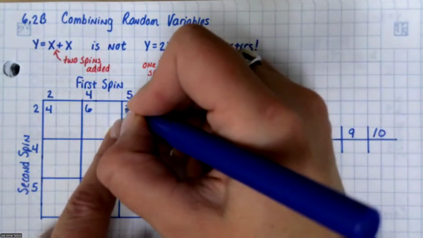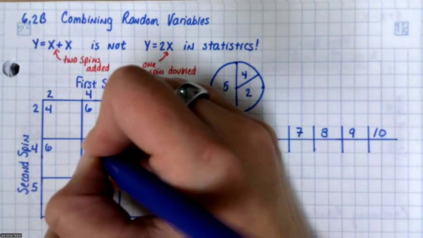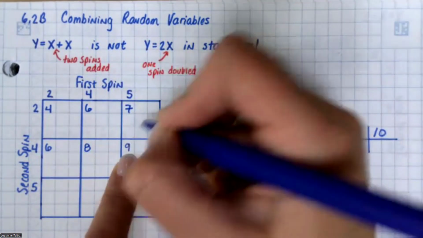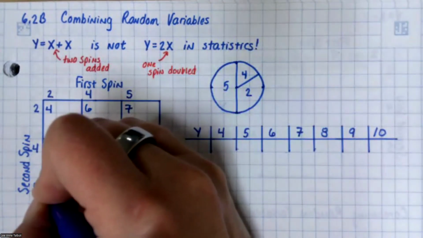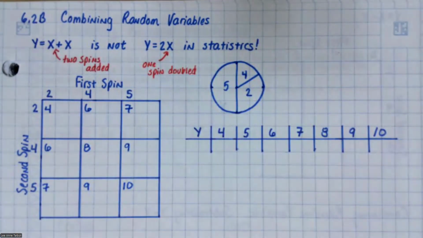Okay, so 7, 6, 8, 9, 7, 9, 10. Okay, that is a list of all possible outcomes I could get from spinning the spinner twice and adding my 2 spins together.